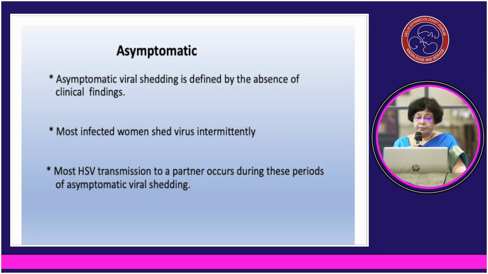Asymptomatic viral shedding is defined by the absence of clinical findings. Most infected women shed virus intermittently. Most HSV transmission to a partner occurs during these periods of asymptomatic shedding.